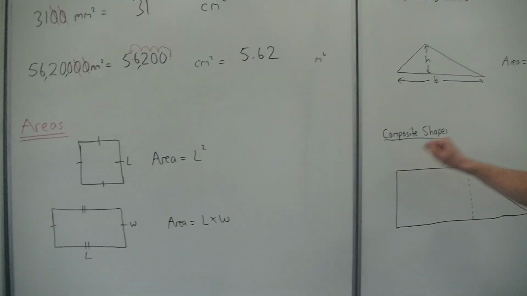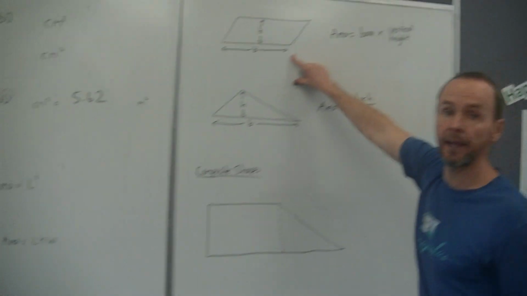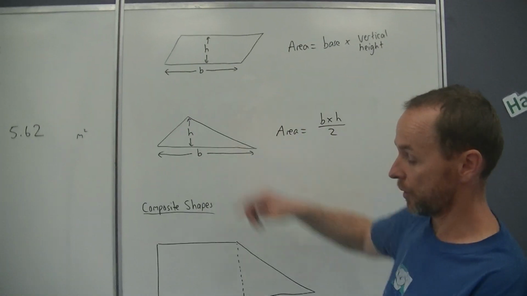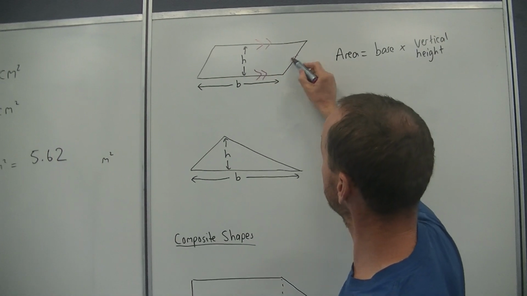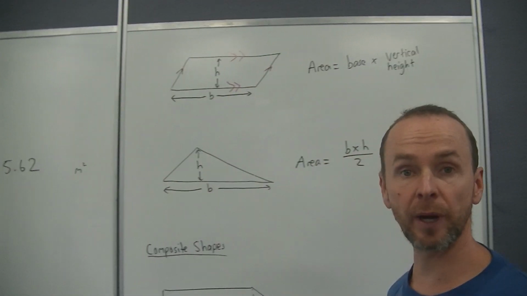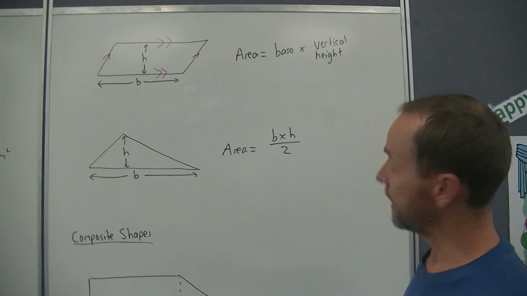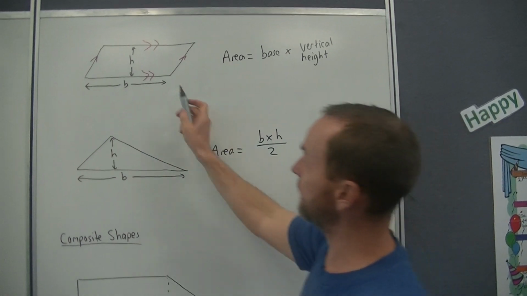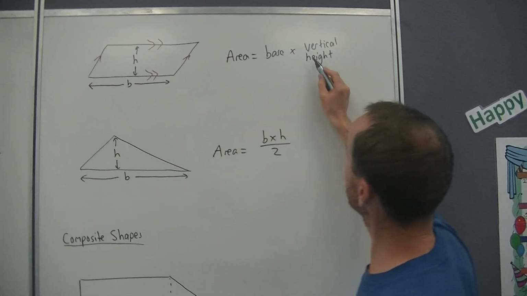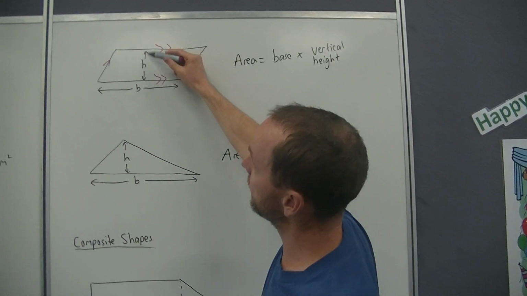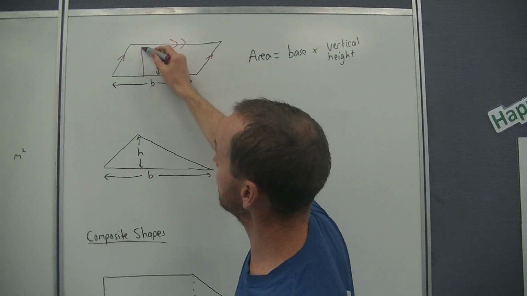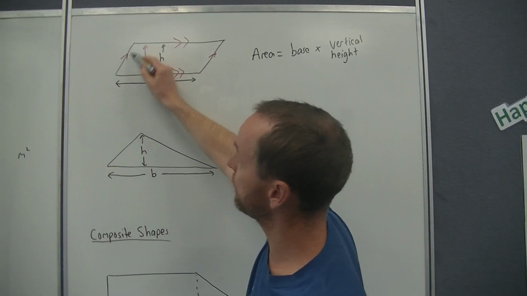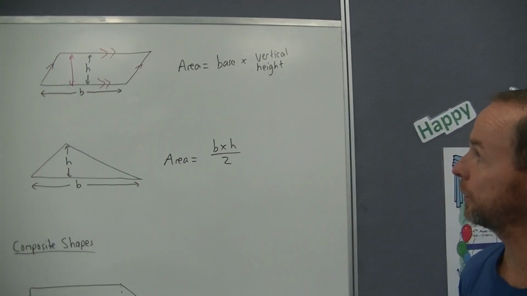Easy peasy. Next one. Area of a parallelogram. So a parallelogram has 2 pairs of parallel sides, and pretty much it's just a rectangle pushed over on its side. So the formula for this is the base, so the base length, times by the vertical height. And the height is that one there. The reason why I say vertical height is because it's that distance there, not the sloping distance. Sometimes they try to trick you with that.